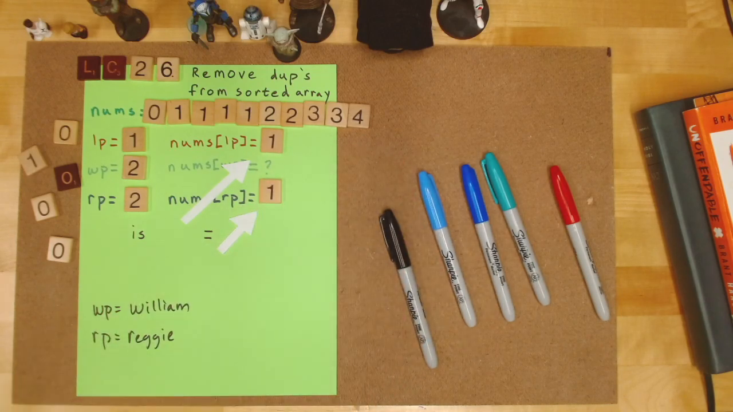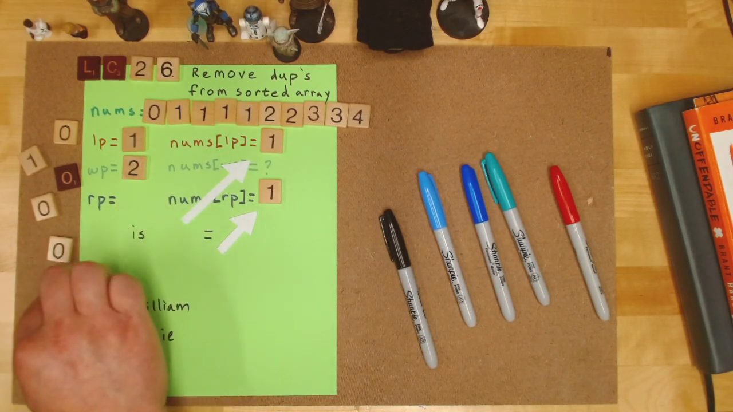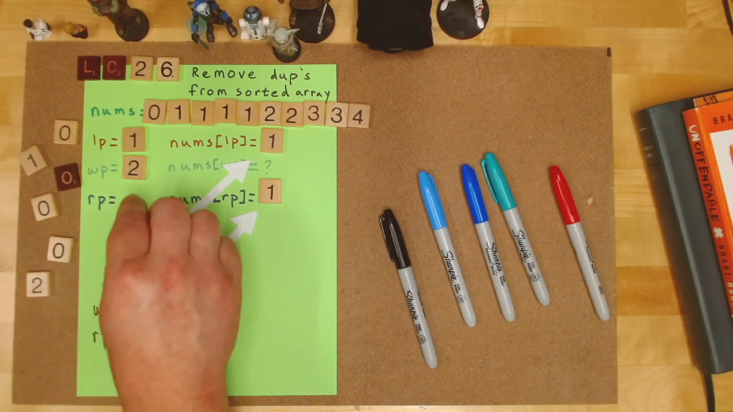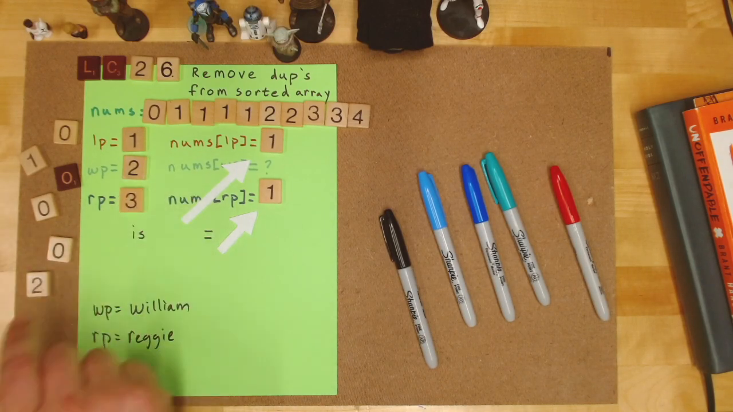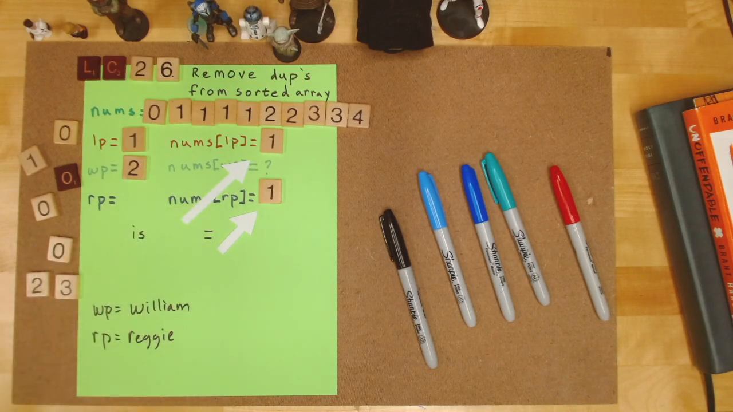Now we're going to ask our question again. Are they equal? Well, yes, they are. So the only thing we do is increment our Reggie pointer. Anyway, 0, 1, 2, 3, still pointed at 1. Reggie, you're getting promoted.